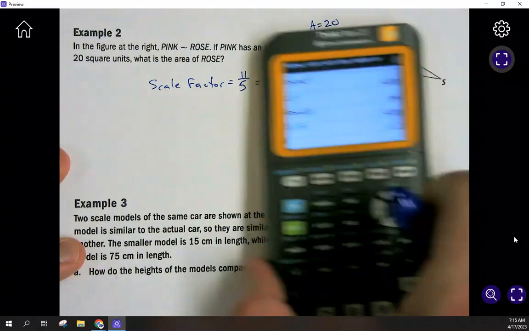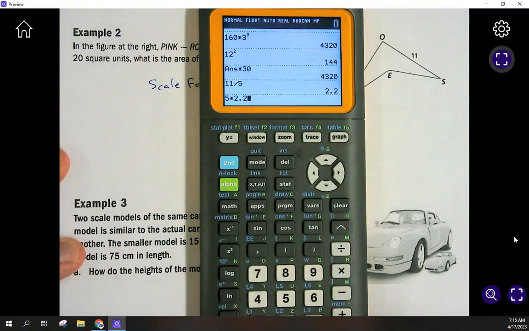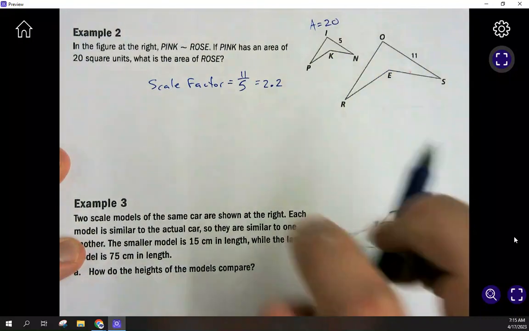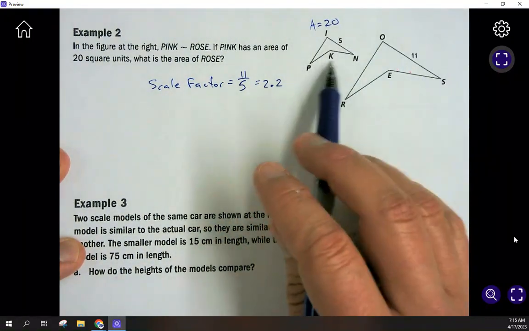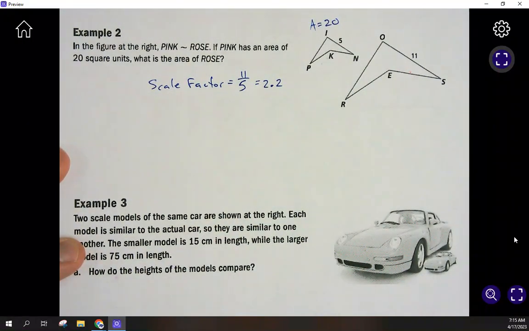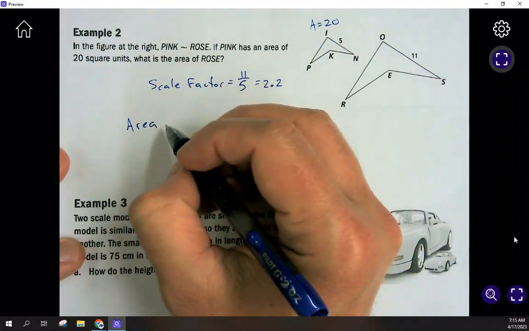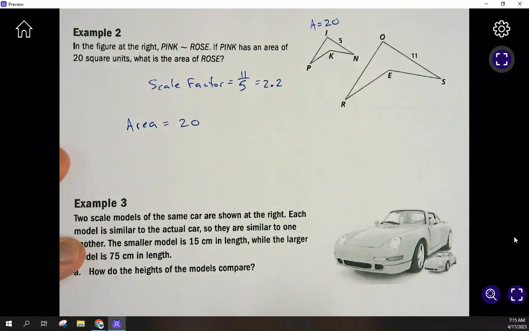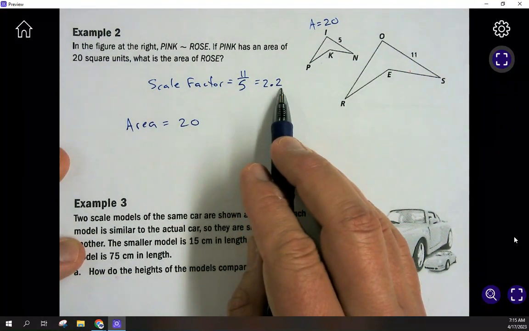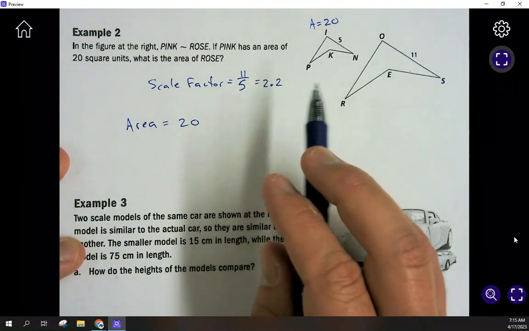You multiply 5 times 2.2, and you get 11. So all of the side lengths would be multiplied by 2.2. We don't have anything else. So the ratio of the area, okay, the original one was 20. It's not going to increase by 2.2. It's going to be 2.2 squared.